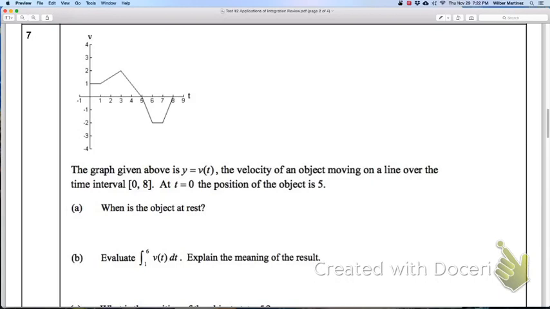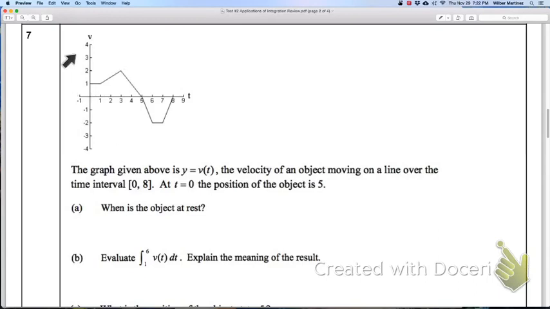So in number 7 it says the graph given above is y equals v of t. So this is a graph of the velocity function, and it's the object moving on a line over the time interval from 0 to 8. It says at time t equals 0 the position of the object is 5. Part A says when is the object at rest.